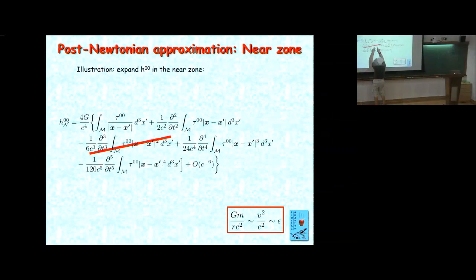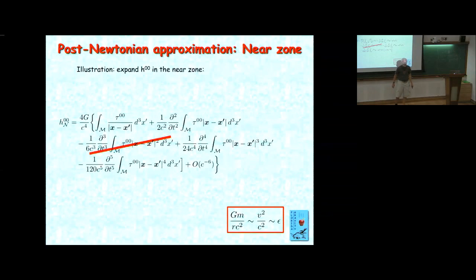Then we have the cross term. We have x dot x prime. Well, again, we can bring the x outside. So we have tau 0,0 times x prime d3x. What's that? Zero. Because this defines the center of mass, tau 0,0 times x prime. So that's the center of mass of the system. And it may move, but you're hitting it with three time derivatives, and if it moves uniformly, all those time derivatives are going to kill that. So no term there. The final term is tau 0,0 x prime squared, integrated over d3x.